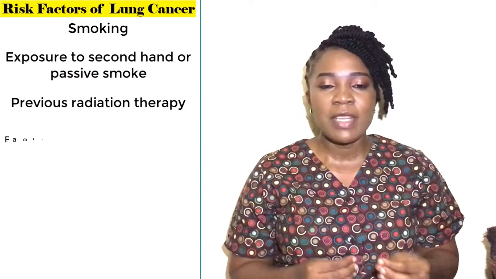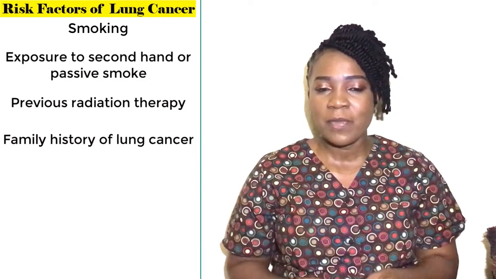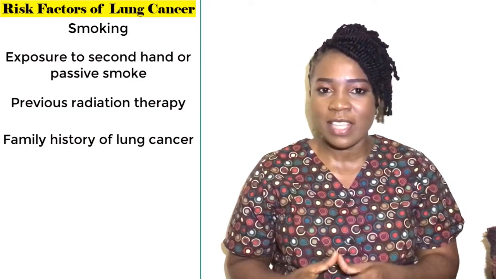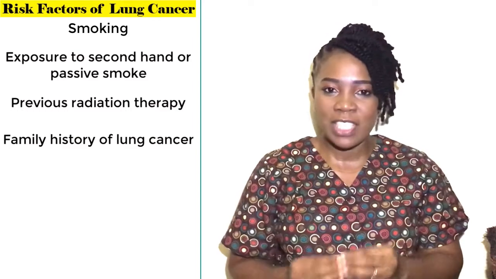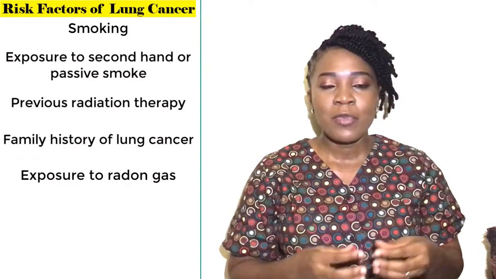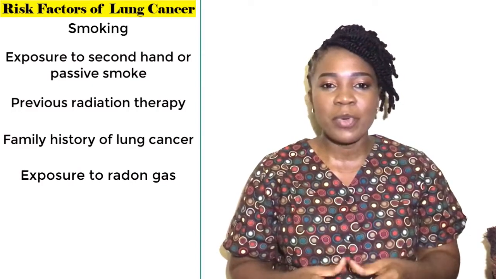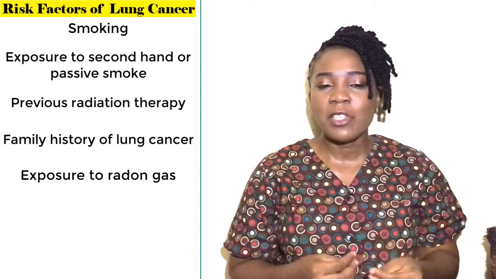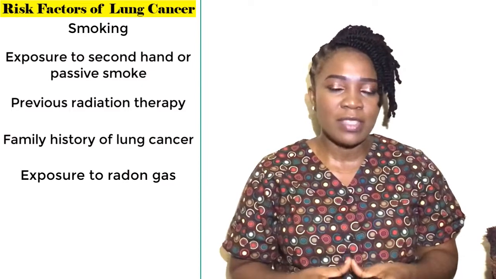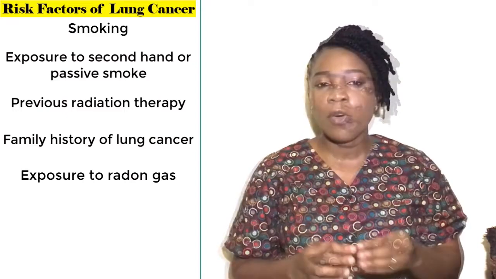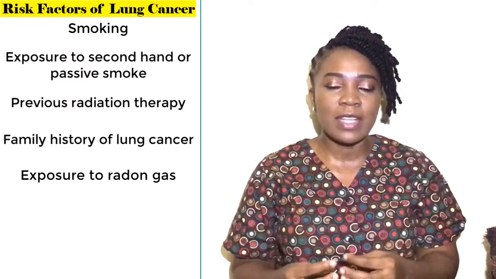4. Family history of lung cancer. People with a parent, sibling or child with lung cancer have an increased risk of the disease. 5. Exposure to radon gas. Radon is produced by the natural breakdown of uranium in soil, rock and water that eventually becomes part of the air we breathe. Unsafe levels of radon can accumulate in any building or homes, increasing the risk of lung cancer.